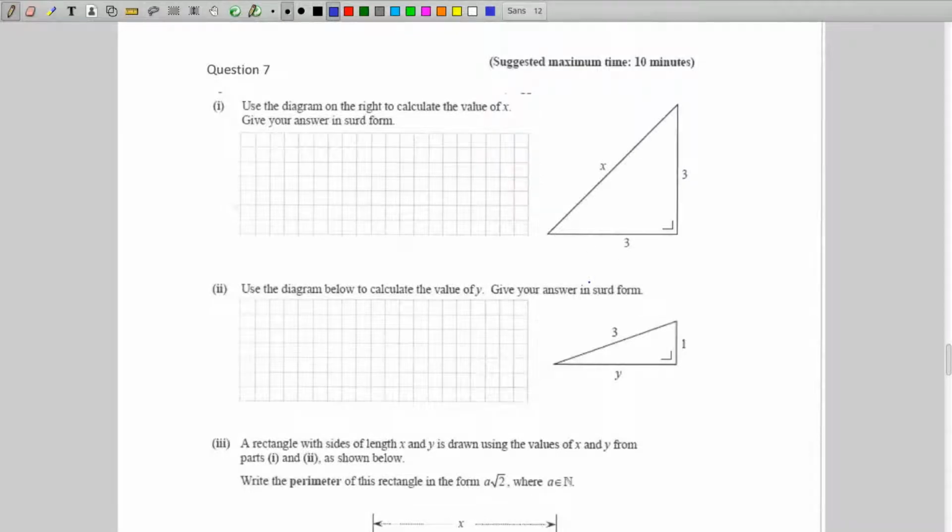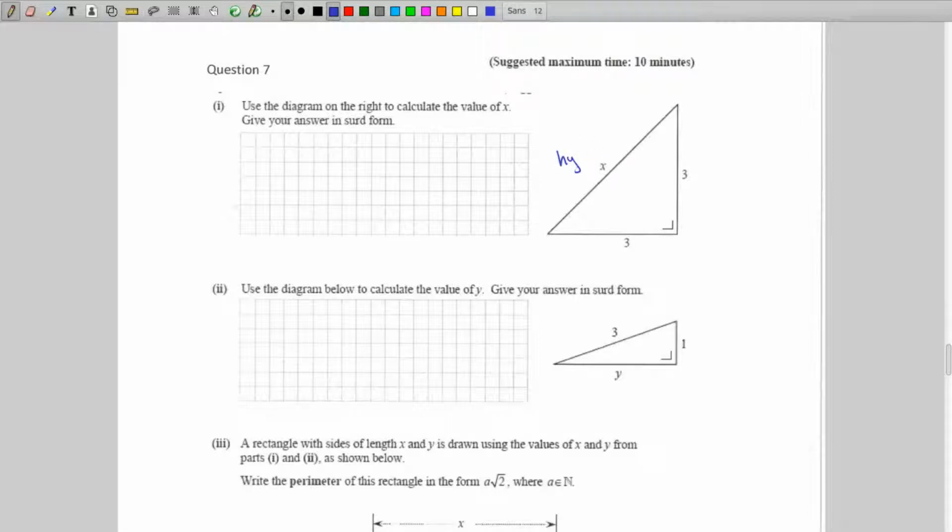Question 7 takes us back to trigonometry. So the first one is very like in question 5, I think it was, where we're given a right angle triangle, we're given a bit of information about it, we're given two side lengths, and we're asked to find the third one in surd form. So once again, Pythagoras' theorem is what gets us the answer.